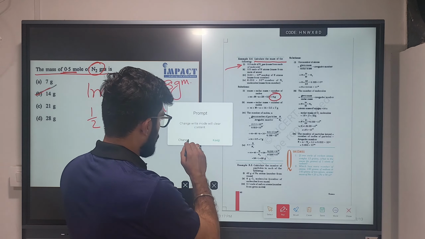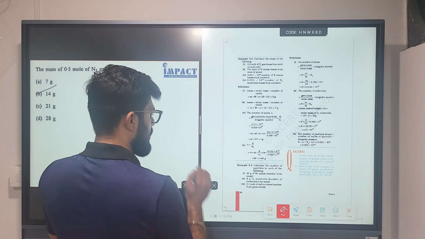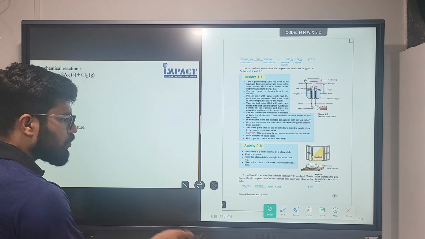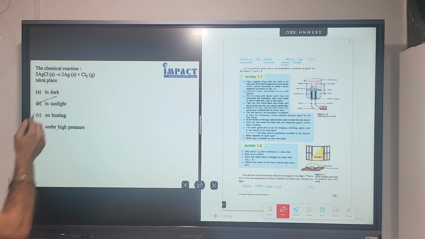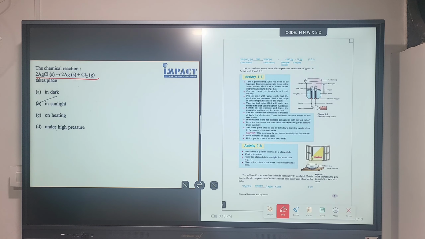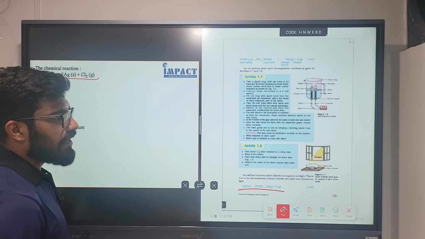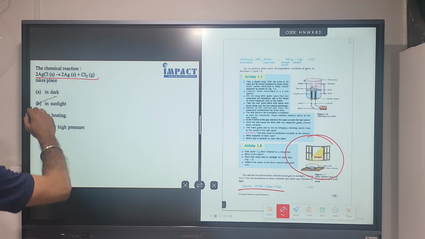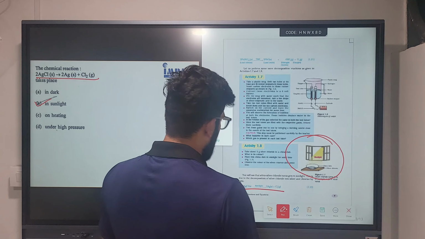Next question. I hope you guys have done these questions well because these are very easy questions. This question is directly from class 10th NCERT chapter number 1. They have given a reaction, AgCl breaks down into silver and chlorine, and sunlight is already mentioned, or even if you remember the diagram, sunlight is mentioned in the diagram, and the answer becomes sunlight. This reaction happens in the presence of sunlight.